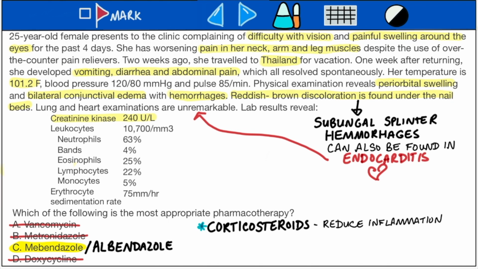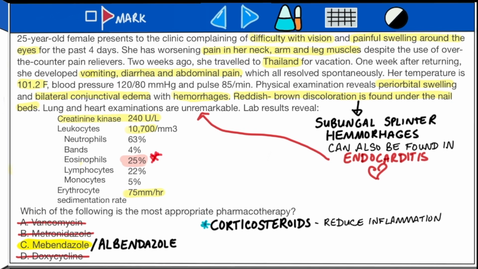Now the lab results reveal leukocytosis as well as eosinophilia, which is very indicative of a parasitic infection. An elevated erythrocyte sedimentation rate is also indicative of inflammation.